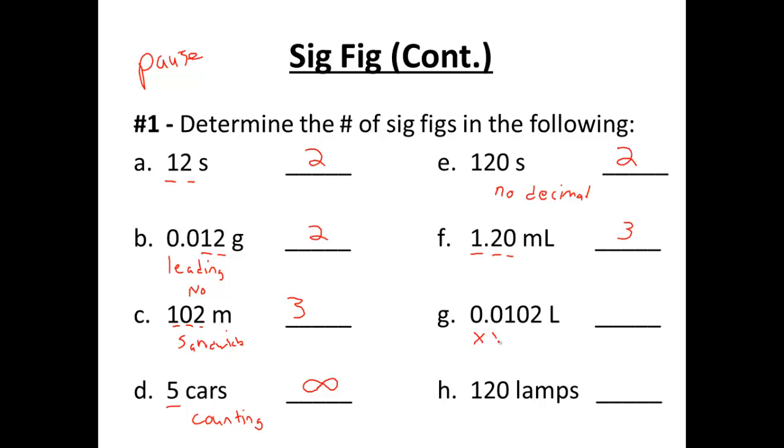Leading zeros are not significant. Digits and sandwiched zeros are. In 120 lamps, again, that's a lot of lamps. If you had 120, all of those digits are significant as we're going, so we have an infinite number. You could say it's 120 or 120.0000000 lamps. So all of those figures are significant.